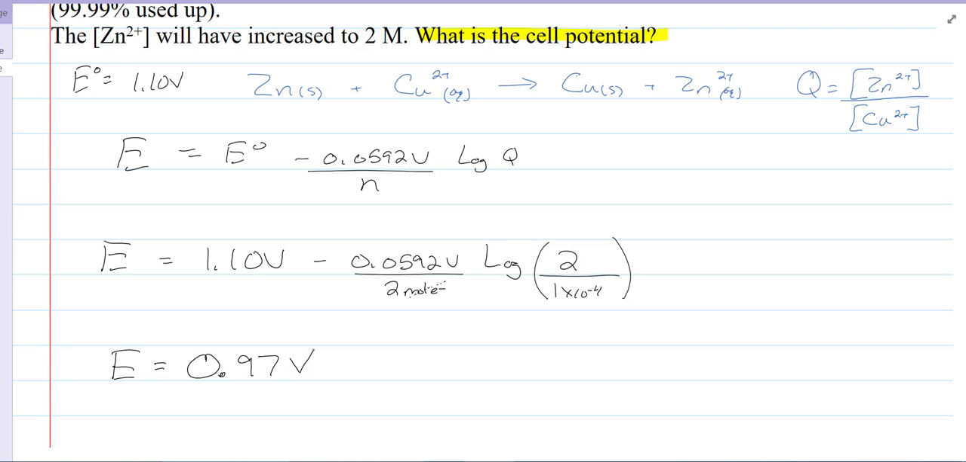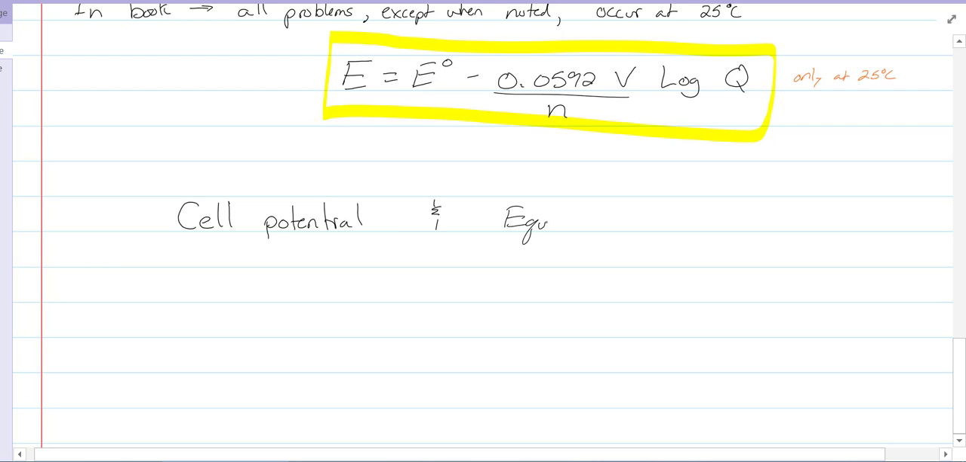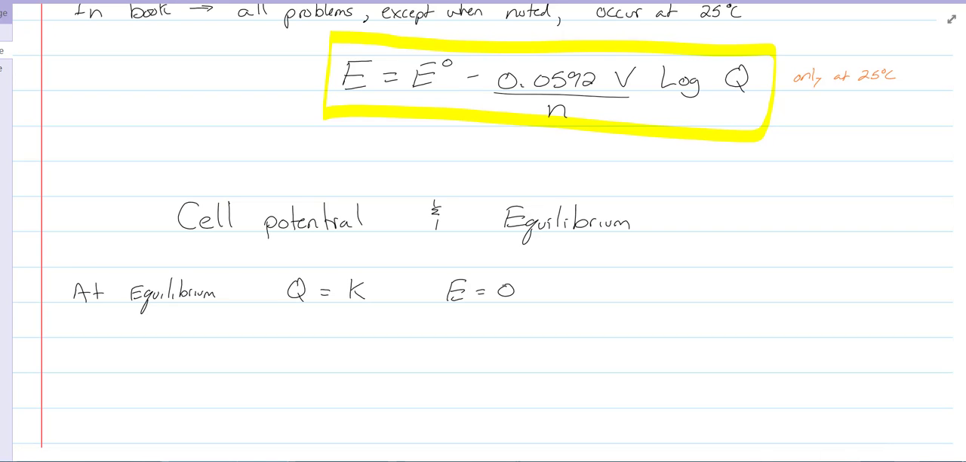Now, of course, there's one more thing we want to talk about. If I go back to our notes here. Since we have cell potential and Q, reaction quotient, you probably noticed that cell potential is related to equilibrium. We can't get away from that, can we? Equilibrium is here. So we know at equilibrium, Q equals K, and the cell potential will be 0. The actual cell potential. Again, E standard doesn't change, but E does.